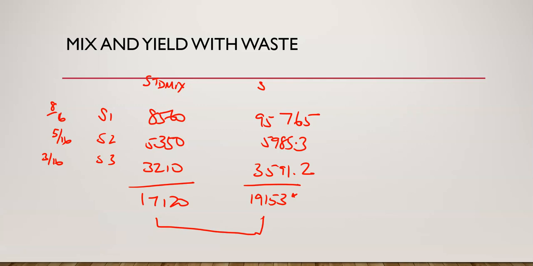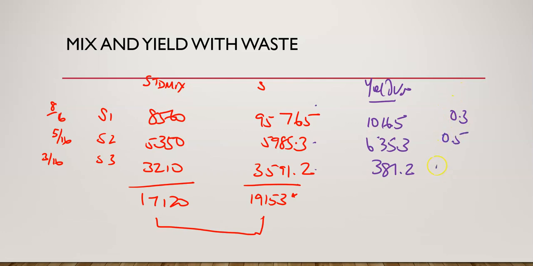So what we now have is that you used more right across the board. You used more here, here and here. The question is, what is the variance? What is the yield variance? Here we have 1,016.5 adverse. Subtracting this from this, we have 635.3, and here we have 381.2. And I know what the cost is of each of these: 0.3, 0.5, and 0.4.